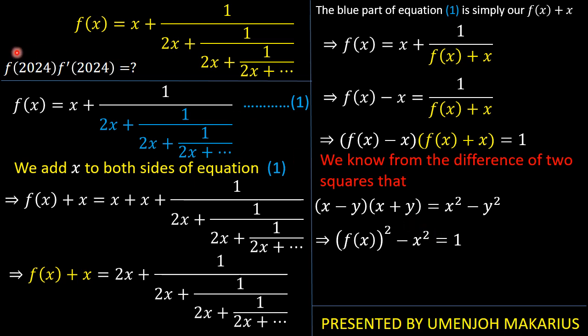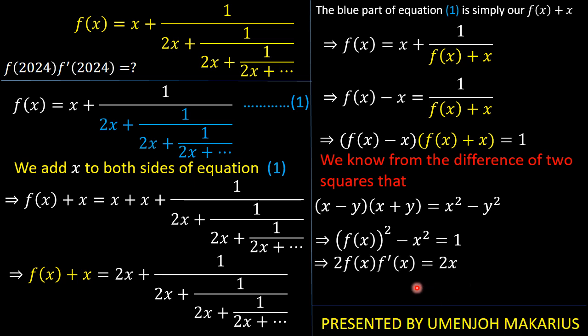But the question wants us to get f of 2024 times f prime of 2024, right? So we are not going to stop here because we need the first derivative. So we differentiate, friends. We are going to have these two multiplying our function, subtracting 1, then multiplying by the derivative of our f of x, which is the reverse chain rule. Then we are going to send x squared to the right hand side and we differentiate as well, friends.